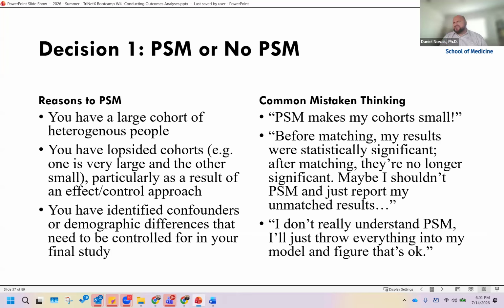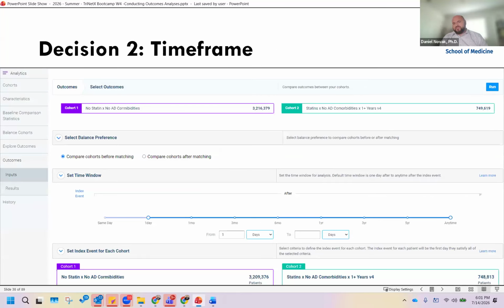And some people just say, I just really don't understand propensity score matching. I'm just going to throw everything into my model and it's just going to be okay. No, you can wind up with a model overfit, which distorts your data. So you have to use your theory, your knowledge of biomedical sciences, reading, talking to experts, using AI, all of these different things to help you construct a propensity score model that is effective. Okay, so that was my soapbox for that one.